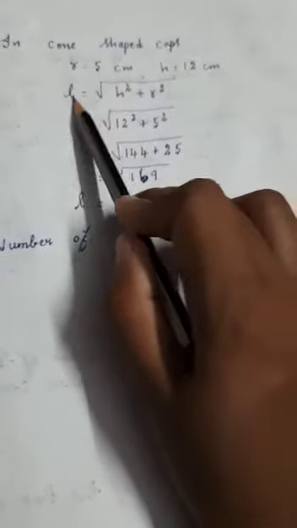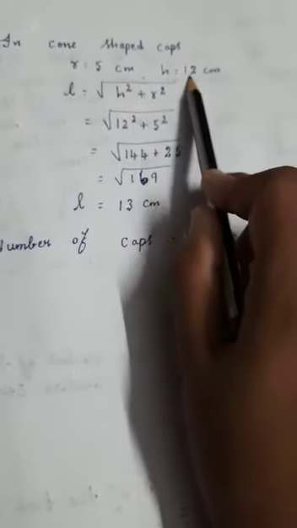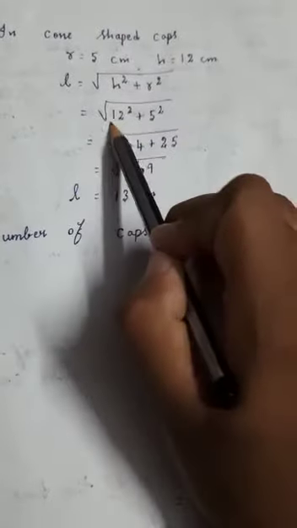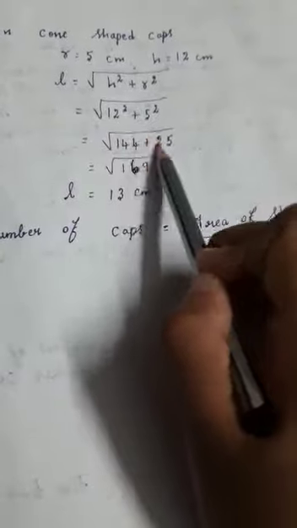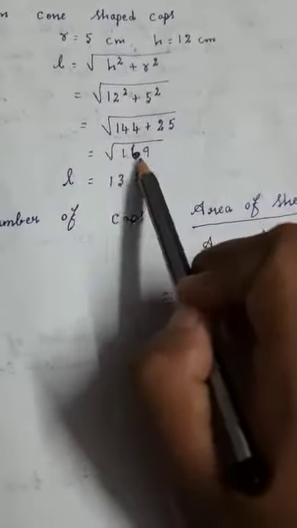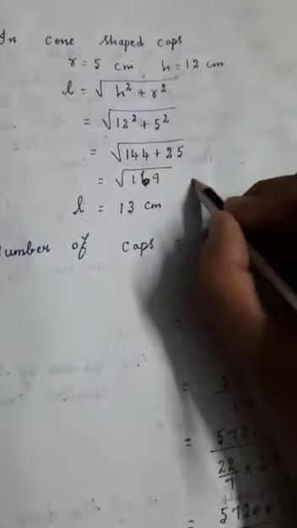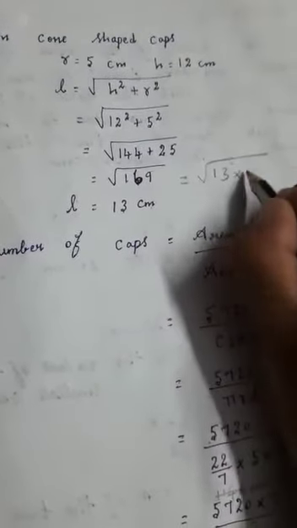So slant height, what is it? L is equal to square root of height square plus r square. The height is 12, so 12 square plus r value 5 square. So square root of 12 into 12, that is 144, plus 5 into 5, that is 25. If you add these, you get 169. You know that 13 into 13 is 169, so 13 comes outside the root. So L is equal to 13 centimeter. Now we have got the L value.